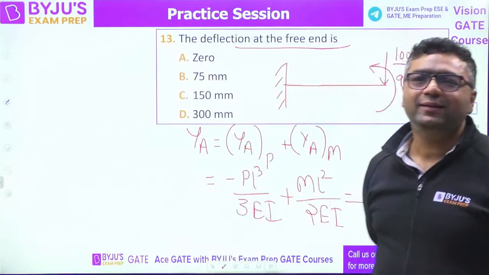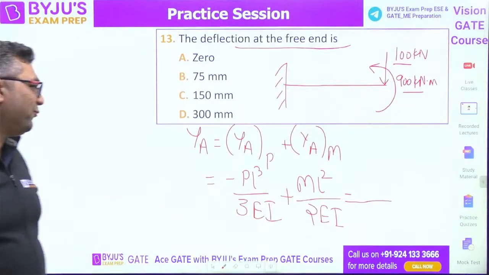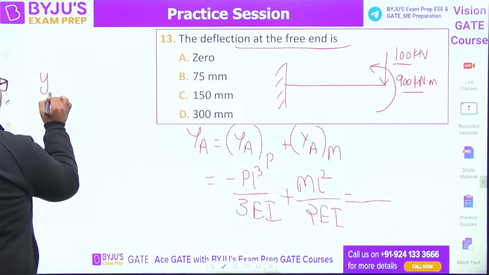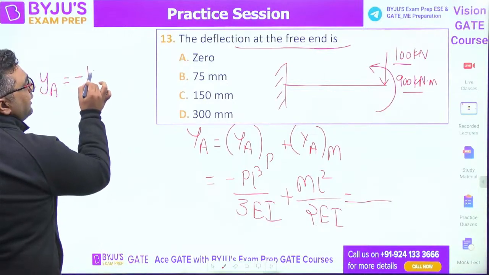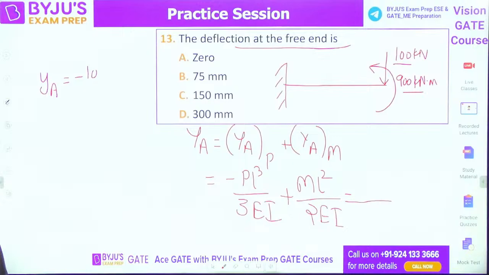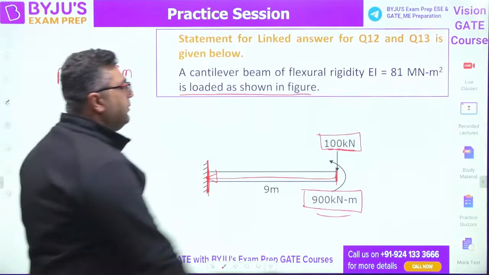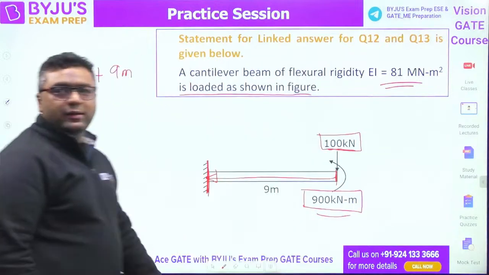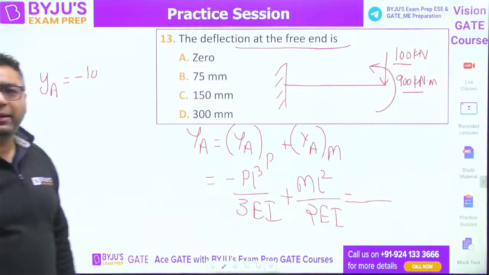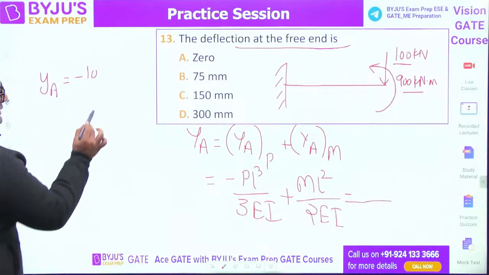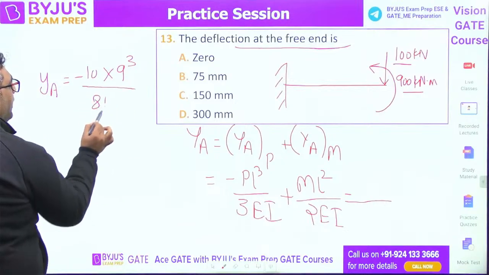It is a bit of calculation, guys, but this type of questions are coming in GATE. You need to find out deflection at A. Minus P. What is P? 100 kilonewton. Minus P 100. If you are missing the data of EI, I am showing you that. EI is 81 meganewton meter square. They have given you that. So it is minus 100 into length upon 81 meganewton meter square.